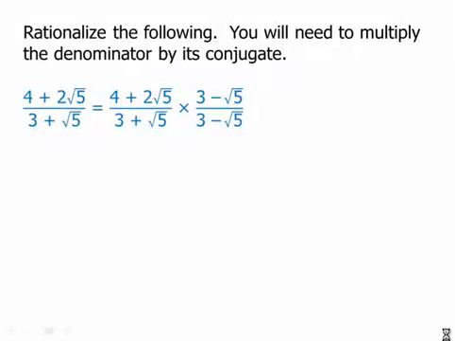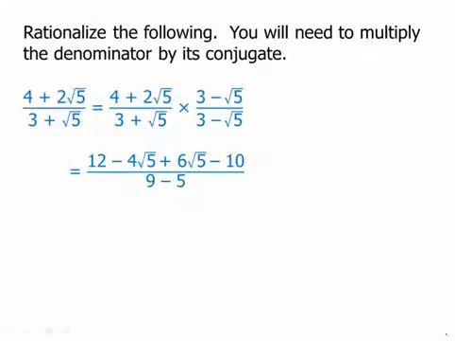In the numerator, I'm going to have to FOIL, and so what I get is the product of the first, 4 times 3 is 12. The product of the outer, that's minus 4 root 5. The product of the inner, that's plus 6 root 5. And then the product of the last, which is 2 root 5 times negative root 5. Well, the root 5 times the root 5 is 5. 2 times 5 is 10. So that's just minus 10.